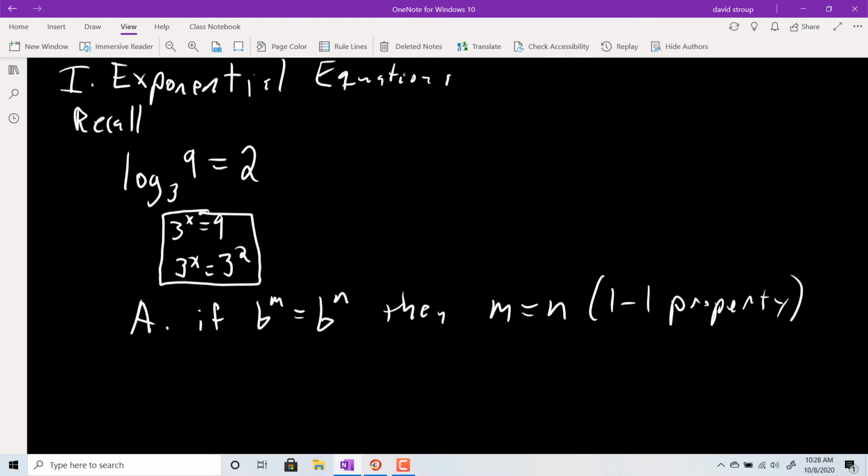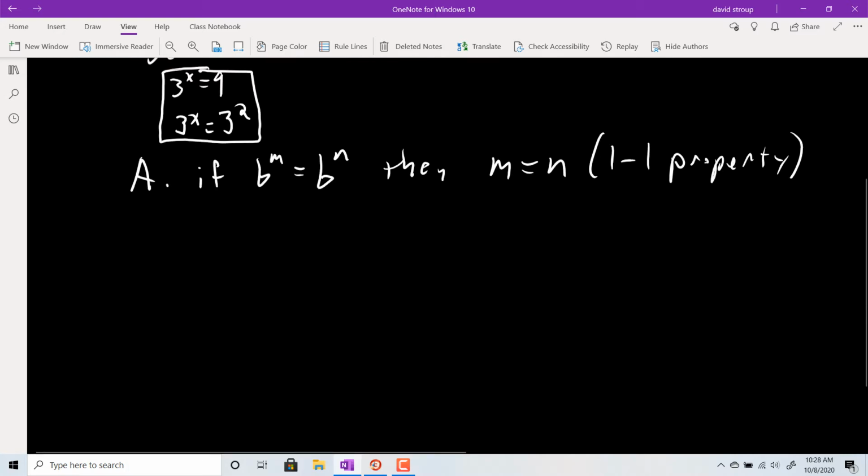When they introduce it in the book, it's not made explicit, but it is in the reading right above the yellow box when they first introduce it. So it's the one-to-one property you've been using to solve these equations. So let's now apply it, now that we know what we're doing, to some problems.